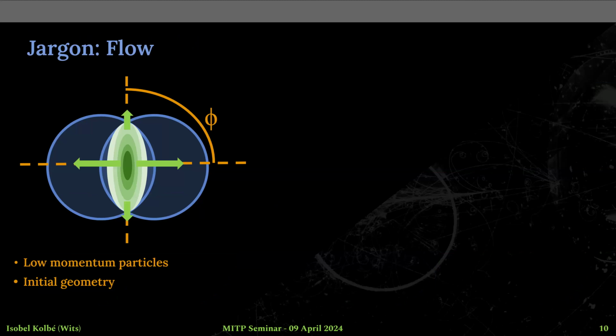Okay, number two, flow. So you'll see that I'm moving towards low pT physics. Flow is the main observable for the low pT physics. The theory goes as follows.